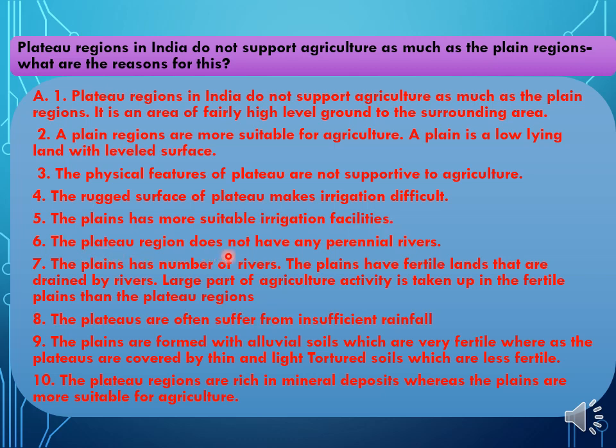The plateau region does not have any perennial rivers. The plains have a number of rivers. The plains have fertile lands that are drained by rivers. A large part of agricultural activity is taken up in the fertile plains rather than in plateau regions. The plateaus often suffer from insufficient rainfall. The plains are formed with alluvial soil, which is very fertile, whereas the plateau is covered by thin and light stony soil, which is less fertile. The plateau regions are rich in mineral deposits, whereas the plains are more suitable for agriculture.